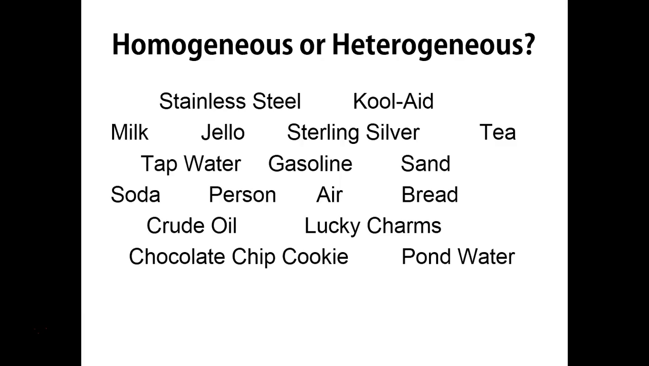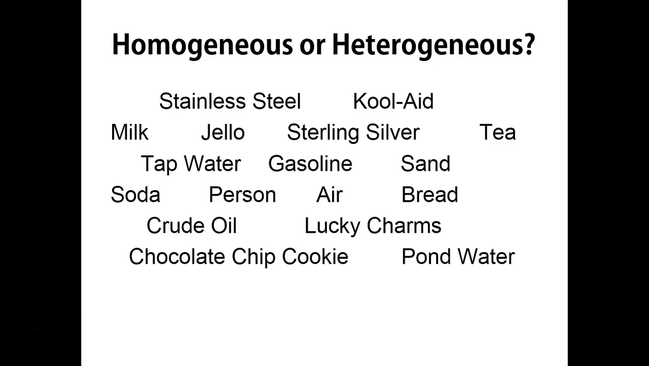So going through here, talking about homogeneous or heterogeneous mixtures. Stainless steel, again, it's an alloy, and most of the time, if you look at metals, if they're well made, they're the same all the way through the metal, okay? So this means that they're mixed well, they're melted down and mixed well. So alloys, I consider those to be homogeneous mixtures, meaning they're the same throughout. Kool-Aid, if you make it well, it's the same throughout.